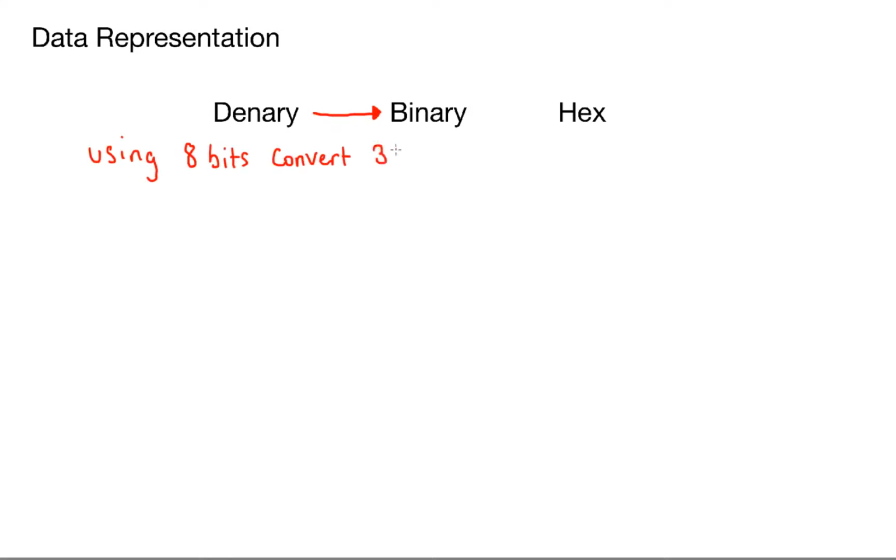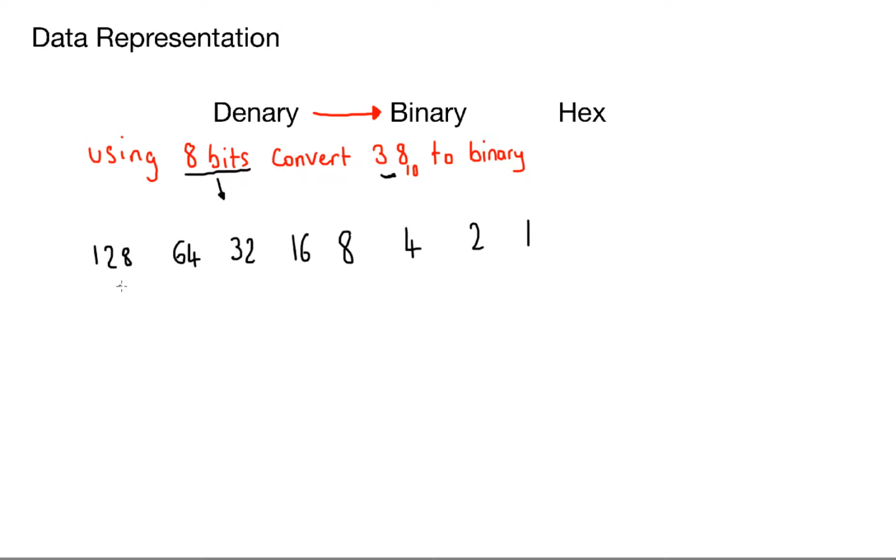And the question is, using 8 bits, convert 38 in base 10 to binary, which is base 2. First thing I like to do is answer what the question has asked me. So, using 8 bits, I write out my 8 bits going up in the powers of 2. Once I've done that, I take 38 and I try to see if 38 will go into 128. It won't. So I move to 64. It won't go into that.